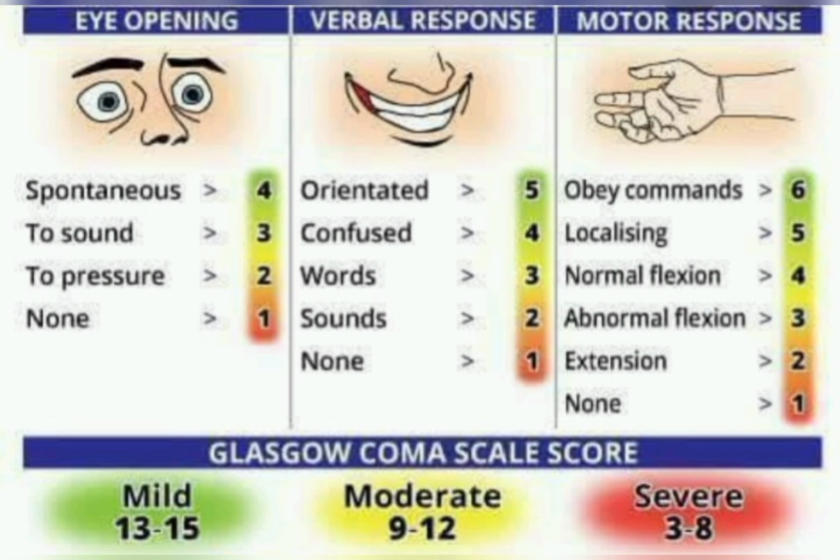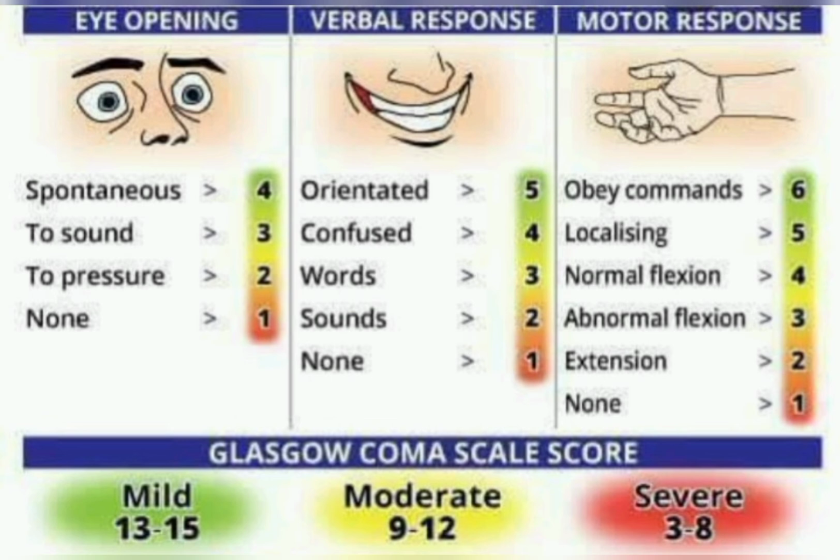And in verbal response, if the patient is oriented, in the sense that he responds to our commands, the score will be 5. If the patient is confused, if he says something, the score will be 4. If the patient speaks words inappropriately, the score will be 3. If the patient makes some abnormal sound, the score will be 2. If there is nothing, the score will be 1.